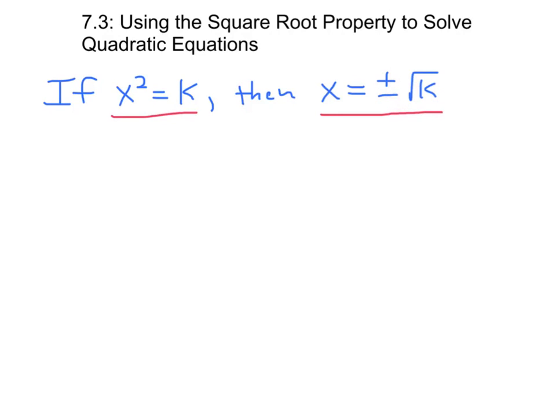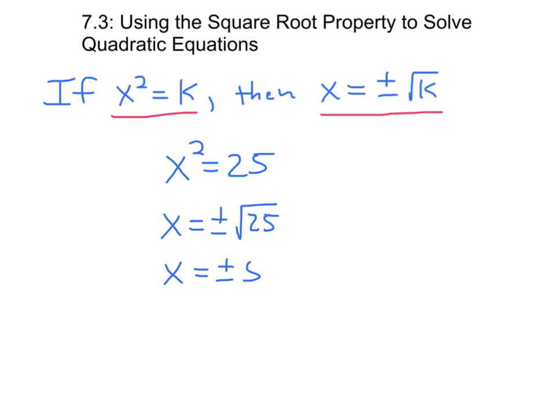So for a simple example of this, let's say we had the equation x squared equals 25. Then the solutions to that would be x equals the positive or the negative square root of 25. Now the square root of 25 is just 5, so x equals positive or negative 5. So there's really two solutions, x equals 5 and x equals negative 5, but we just combine them together by putting a plus or a minus in front of it.